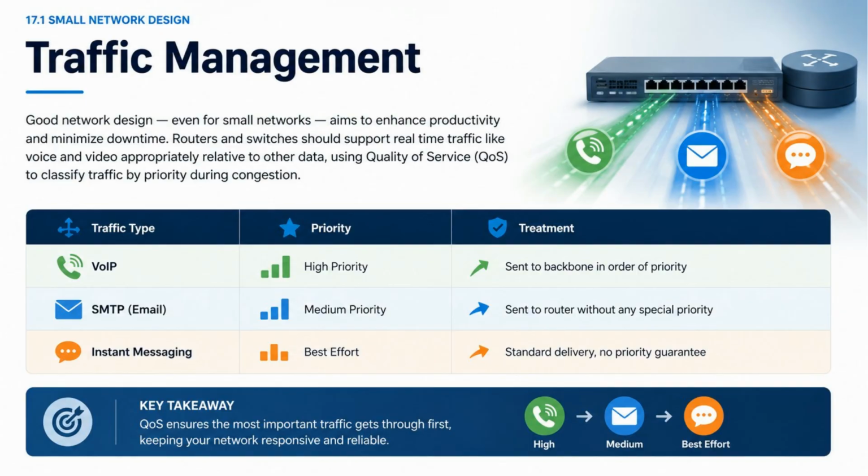Good design enhances productivity and minimizes downtime, including managing real-time traffic like voice and video via QoS, classifying traffic by priority during congestion. Walk the table on screen. VoIP gets high priority, sent to the backbone in priority order. SMTP gets medium priority, no special treatment. Instant messaging gets best effort, standard delivery, no guarantee.